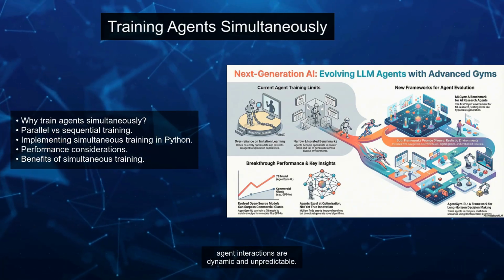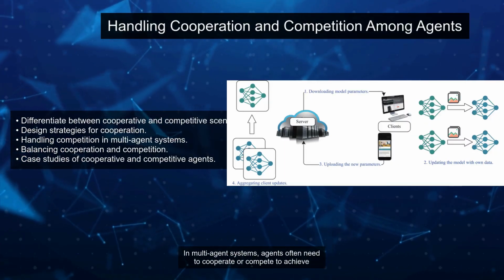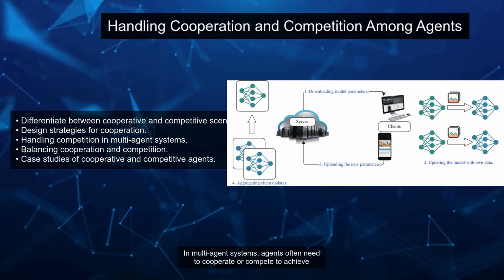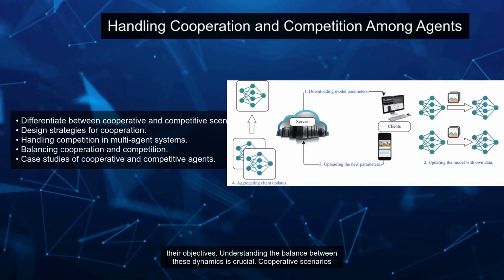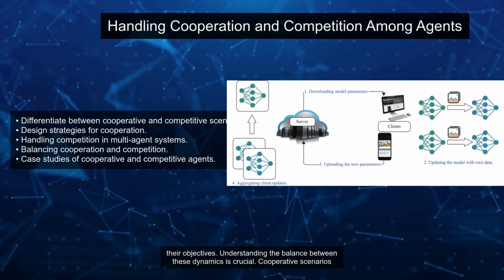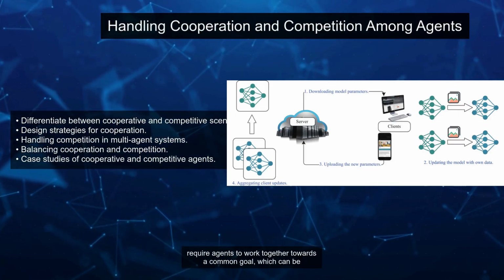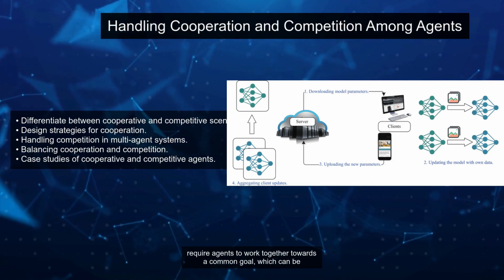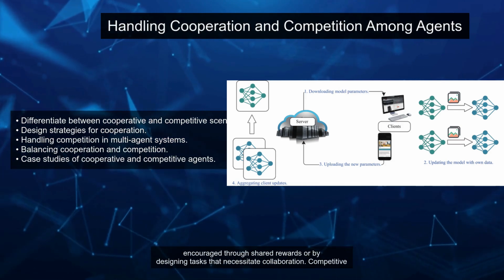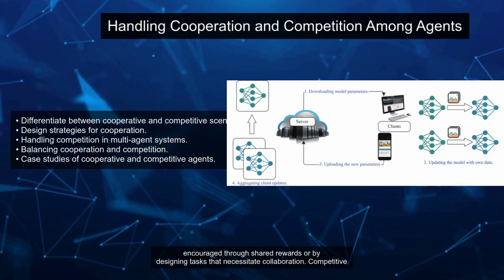In multi-agent systems, agents often need to cooperate or compete to achieve their objectives. Understanding the balance between these dynamics is crucial. Cooperative scenarios require agents to work together towards a common goal, which can be encouraged through shared rewards or by designing tasks that necessitate collaboration.